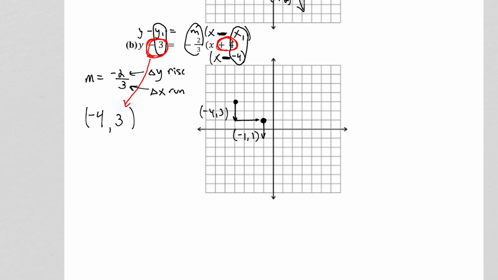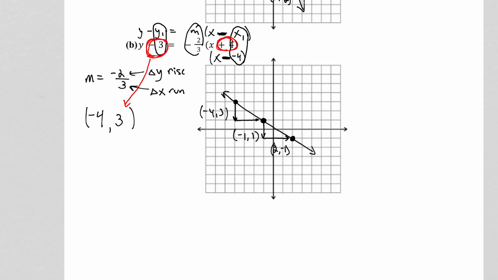I'm going to get 3 points just to ensure that I draw my straight line properly. So my third point is 2, -1. And I'm going to draw a straight line through those 3 points. Put arrows on either side, showing that it goes on forever in either direction.